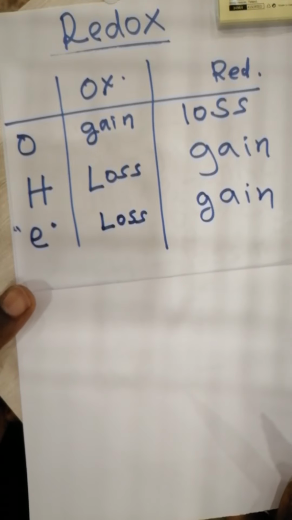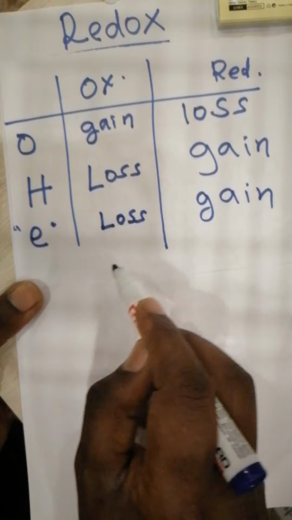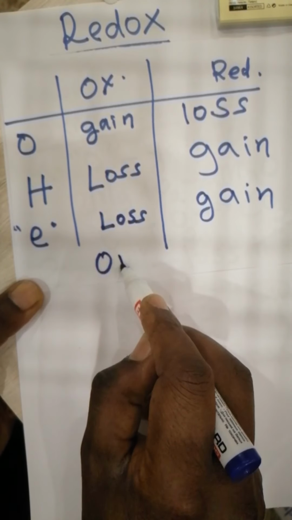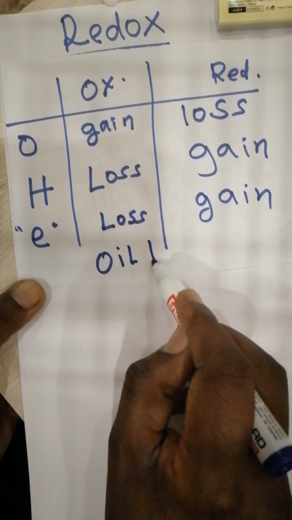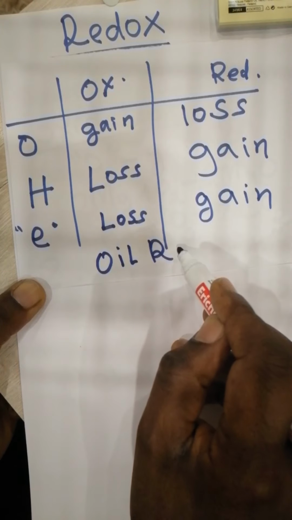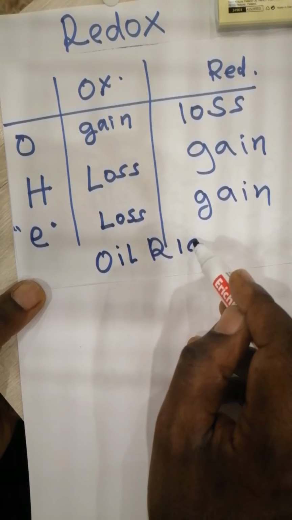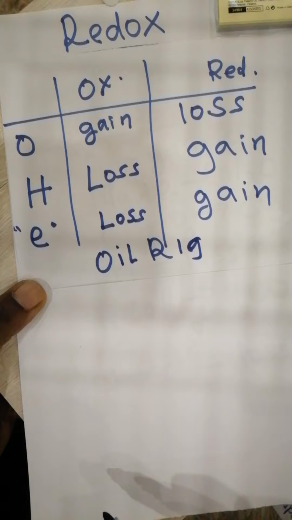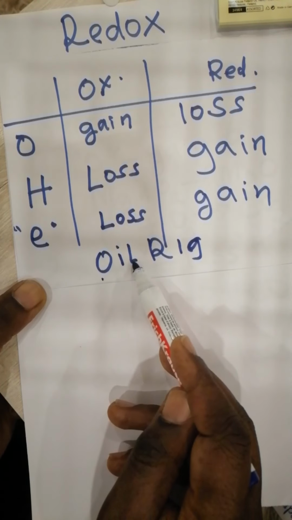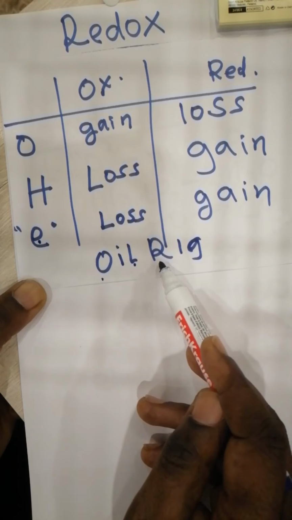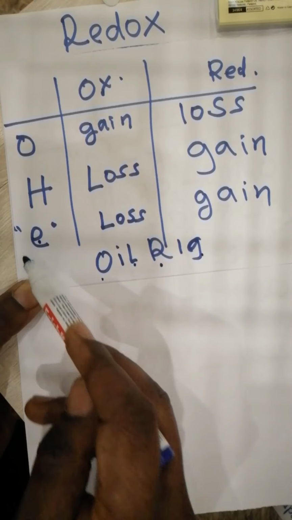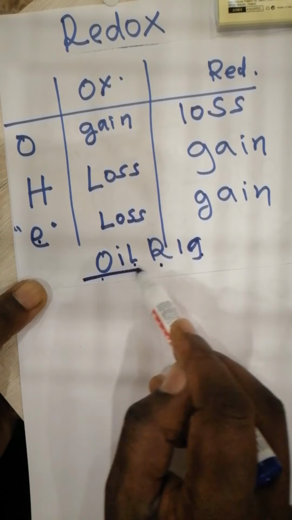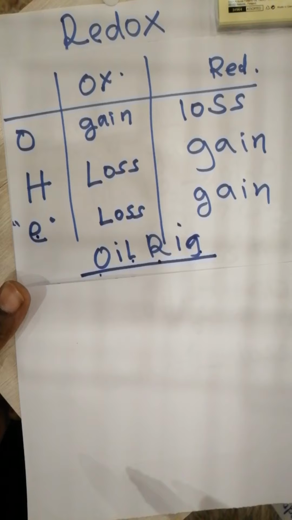There's a term which we use, we say OIL RIG. We can say OIL RIG, where you say oxidation is loss of electrons, while reduction is gain of electrons. This is always an easy way to remember the definitions of oxidation and reduction in terms of electrons.